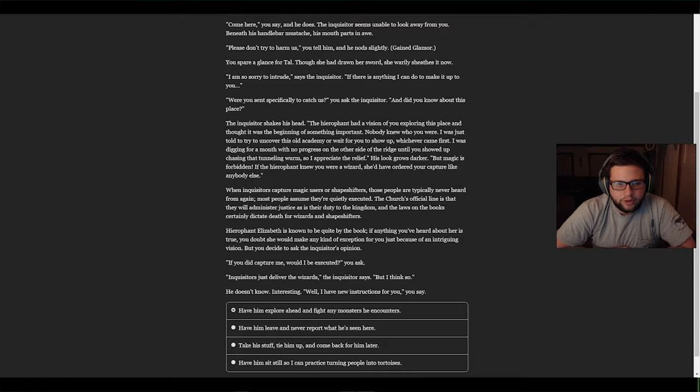The Church's official line is that they will administer justice as is their duty to the kingdom, and the laws on the books certainly dictate death for wizards and shapeshifters. Hierophant Elizabeth is known to be quite by the book. If anything you've heard about her is true, you doubt she would make any kind of exception for you just because of an intriguing vision, but you decide to ask the Inquisitor's opinion. If you did capture me, would I be executed? You ask. Inquisitors just deliver the wizards, the Inquisitor says, but I think so. He doesn't know. Interesting. Well, I have new instructions for you, you say.